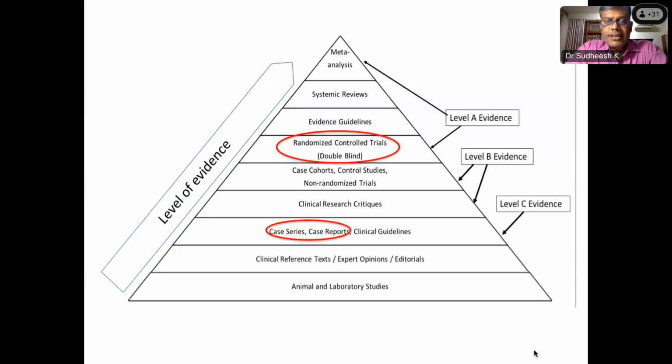Whereas case control studies, cohort studies, and other things, clinical research, or even audit reports, all come under level B evidence. And case series, case reports, clinical guidelines, expert opinions, editorials, etc., come as level C evidence. And animal and laboratory studies are at the base of the pyramid, but they are important because they give a lot of initial information as to how a drug behaves and how it can affect the human body.